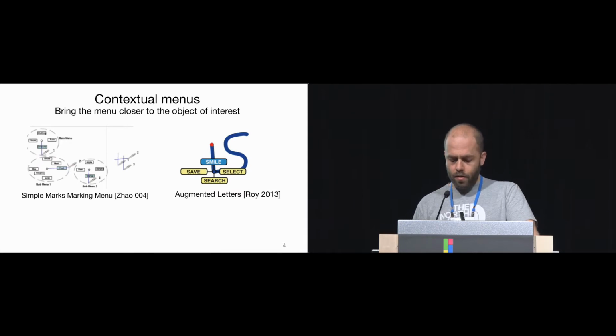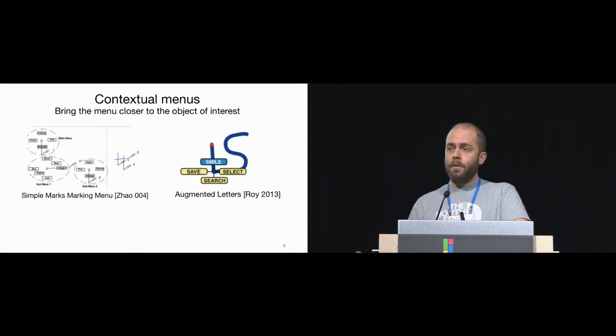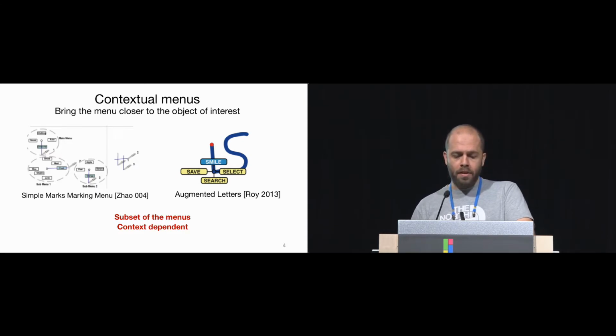The most common approach to minimize this object to command transition is to bring the menu closer to the object of interest by using contextual menus. Contextual menus can take different forms, from linear menus to circular or pie menus, but they all share the same fundamental limitations: they only include a subset of the menus, and they are context dependent, which means that the menu items will vary or change for each invocation.